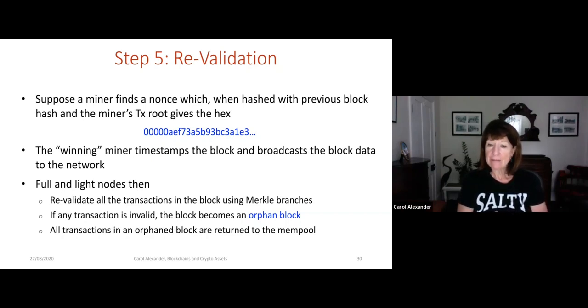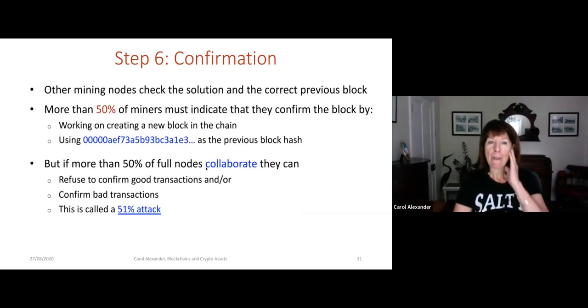And if they find an invalid transaction that has meanwhile been spent elsewhere while it was in the mempool, then the block becomes an orphan block, and the transactions are just returned to the mempool, all of them. So it's a bit wasteful. That's called an orphan block.